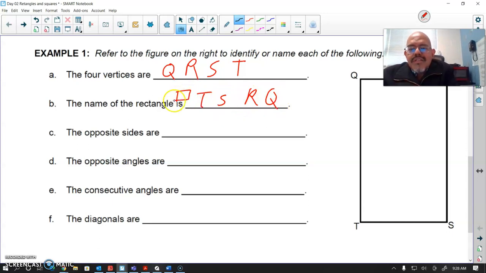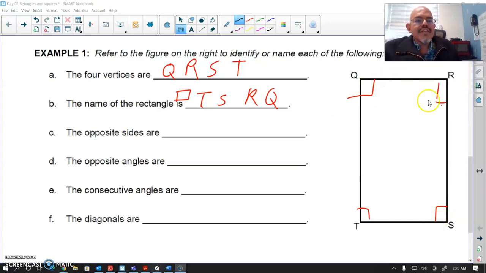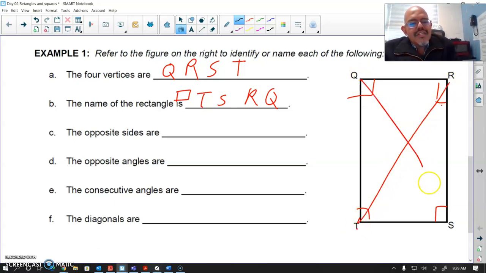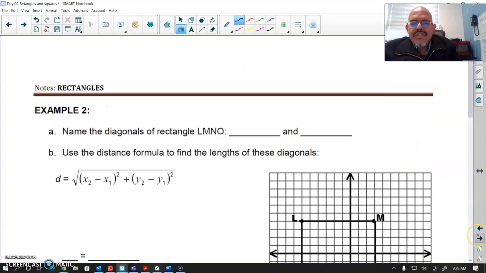We can say that with a symbol for rectangle. Opposite sides are QT opposite of RS, and QR opposite of TS. I'm not going to write that down. Opposite angles are T and R, of course, and Q and S. Consecutive angles are like Q and T, and you should know that. And diagonals, well, that's RT and QS. So those two are the diagonals.